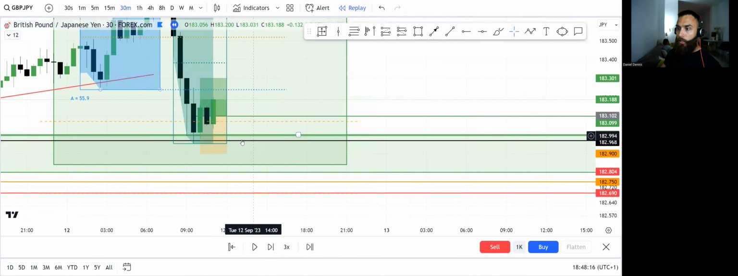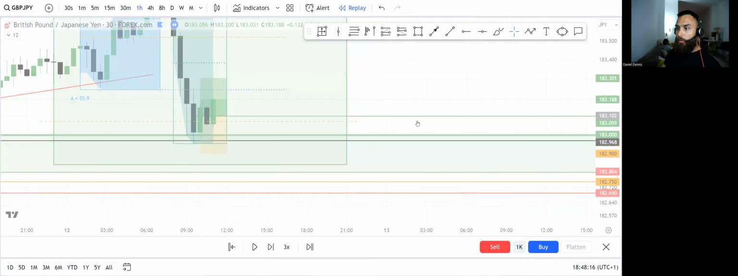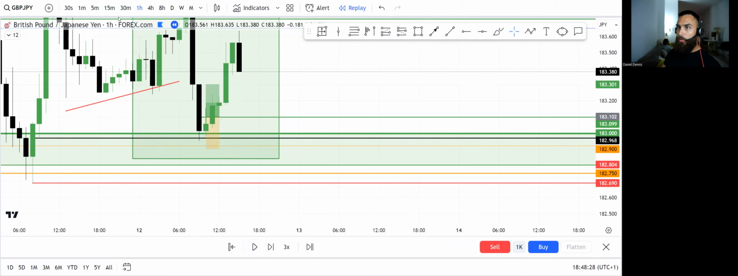But you would have been entered here. And the fact that it hasn't taken out the low means that the momentum has shifted. What did we get here? Okay, so if you got this 1 hour candle close above, you know it's definitely going up. So let's just play the replay tool a little bit more. Okay, cool. Right, let's just go back.